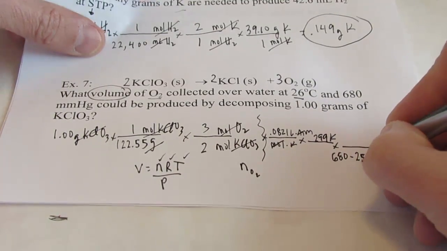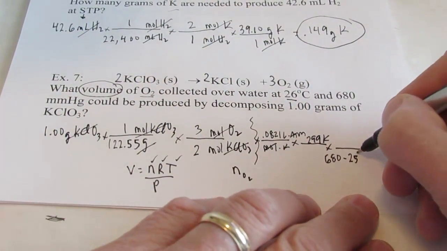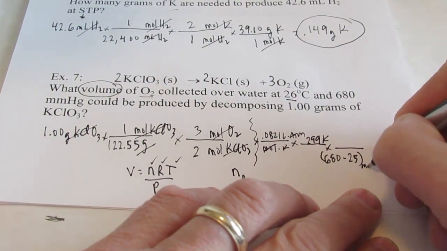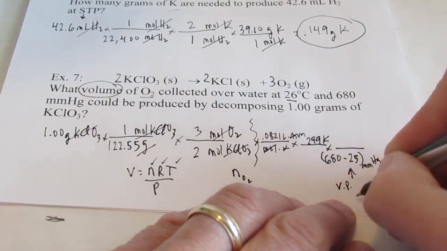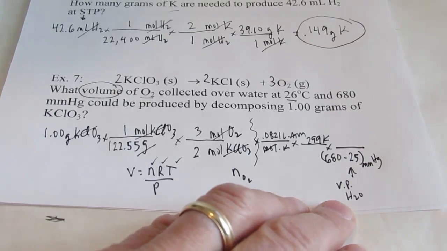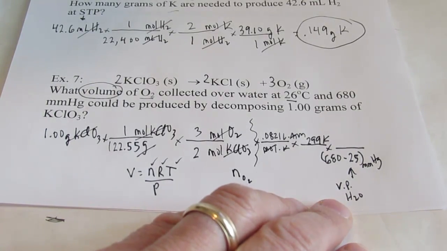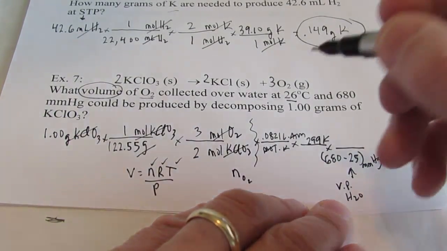So we're going to subtract out 25 from that. And of course, that's millimeters of mercury here. Now that right there is the vapor pressure of H2O. And that either has to be given to you, or you're going to have to look that up. Now let's see. I have a small problem here.